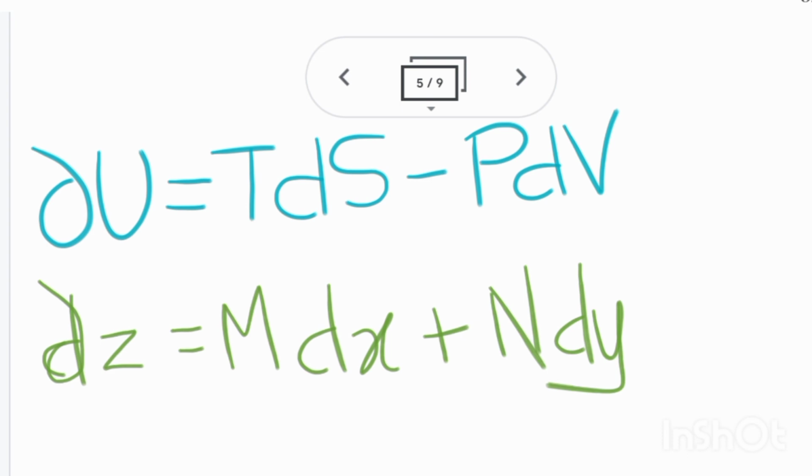Here the variables are, first one is U, of course U, but it is a function, right? So now you can see the variables are S and V. Here P and T are maybe constants, we cannot tell, right? So now here M equals your T, if I'm right, and N will equal your minus P.